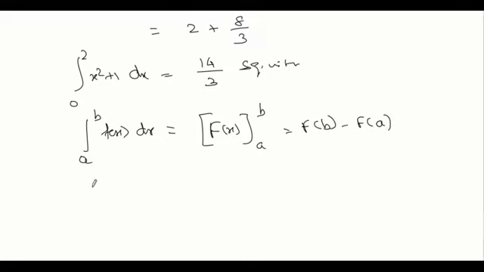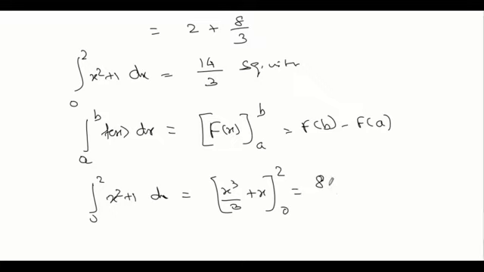In that way, if I do this, the integral from 0 to 2 of x square plus 1 dx is nothing but x cube by 3 plus x. Now the limit is 0 to 2: it is 2 cube, that is 8 by 3, plus this 2, minus, it is 0 only. So therefore 14 by 3 square units.